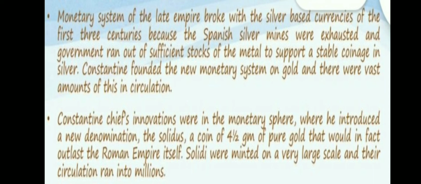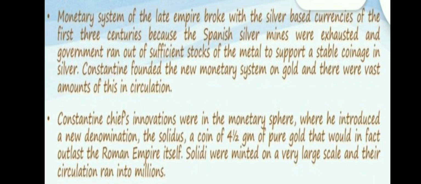The monetary system of the late empire broke with the silver-based currency of the first 3 centuries because the Spanish silver mines were exhausted and the government ran out of sufficient stock of metal to support a stable coin in silver. Constantine founded the new monetary system of gold, and there were vast amounts of these in circulation. So gold coins were founded by the ruler or emperor Constantine.